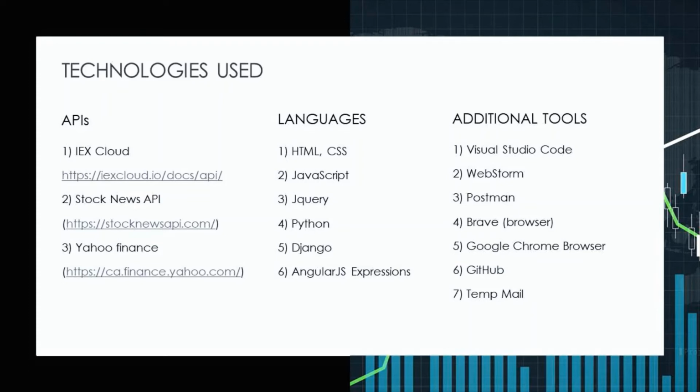In order to implement this project, we used obviously HTML, CSS, JavaScript. Along with that, we also used Django and AngularJS, jQuery, and Python. We decided to go with Django because it's a robust framework with a lot of built-in features. It takes a lot of the hassle out of the way.